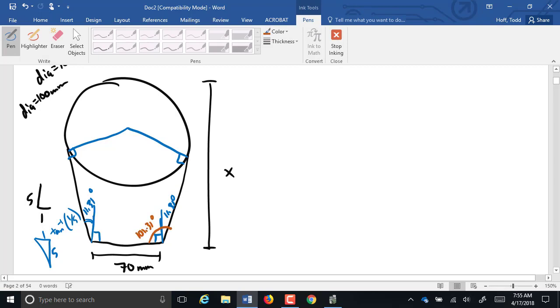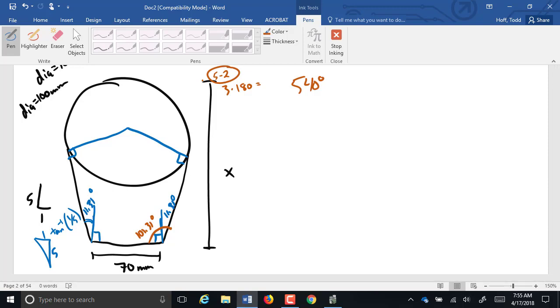101.31 degrees. So this is a 5-sided figure, which means the angle sum is 540 degrees. You guys remember where I get the 540? 3 times 180, where does the 3 come from? 5 sides minus 2: the number of sides minus 2, times 180.